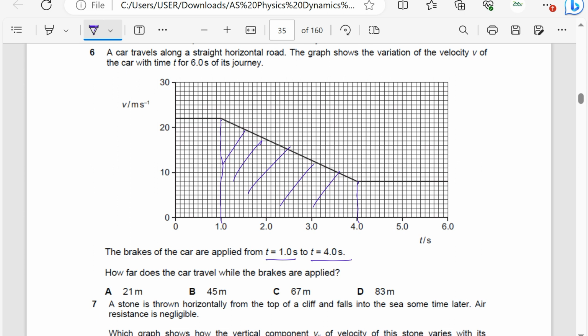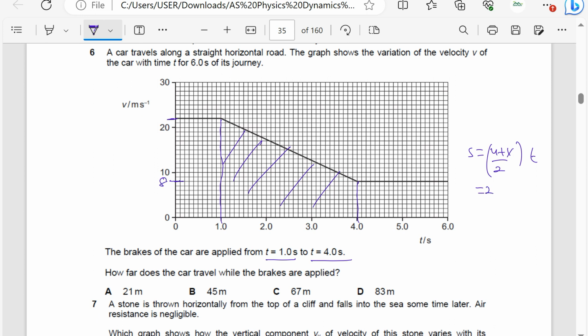So for that distance, since it is a straight line, the acceleration is constant, so I could just say S is going to be (u plus v) divided by 2, then times t. So u is, I think, 22, and v is going to be 8.